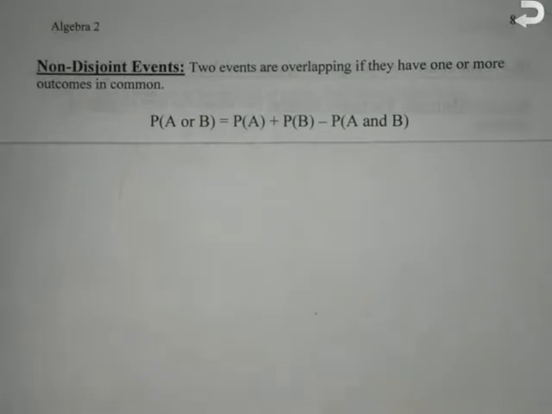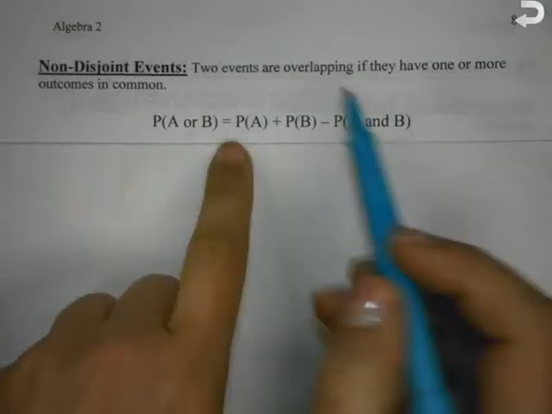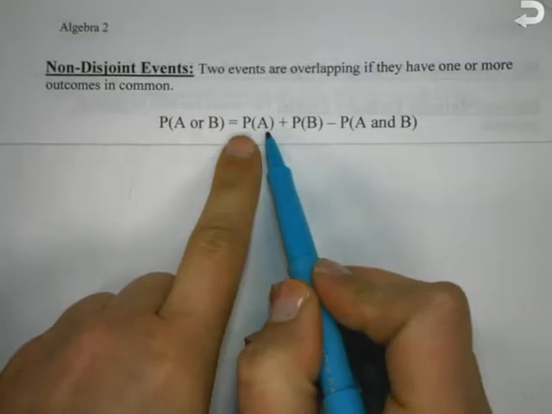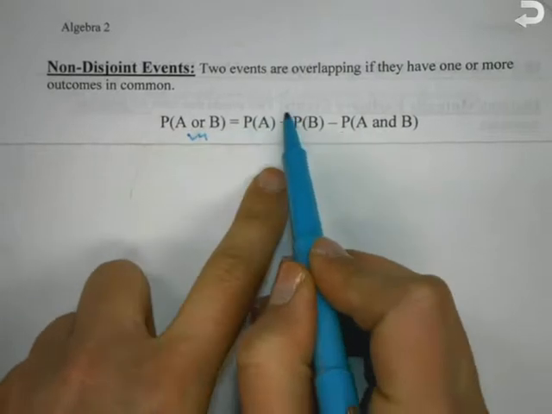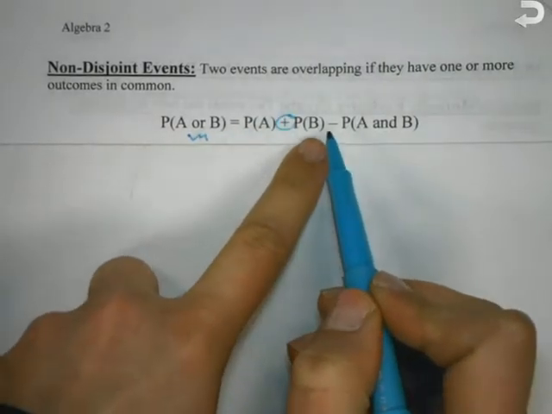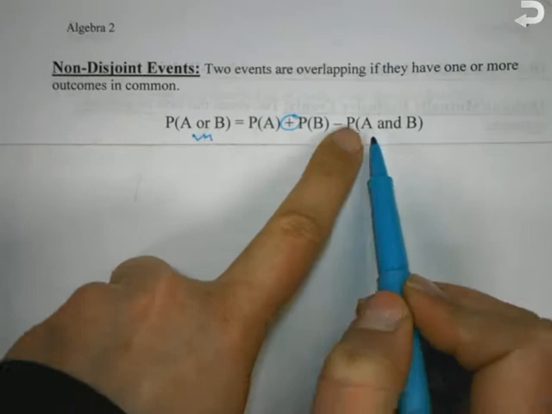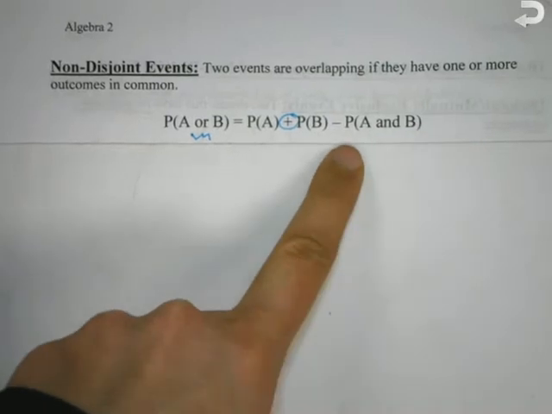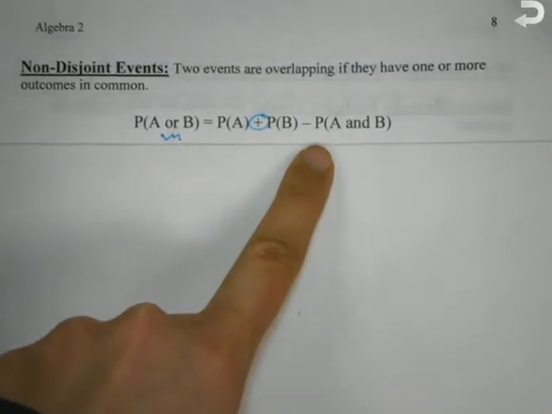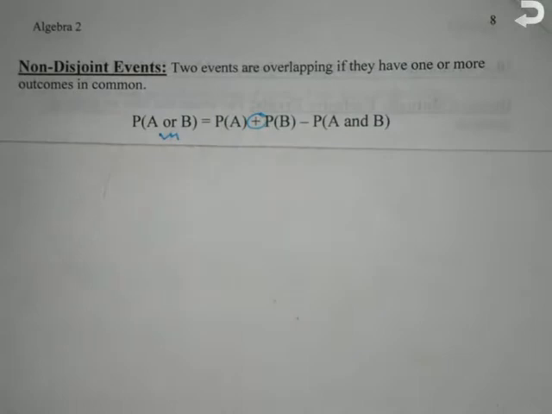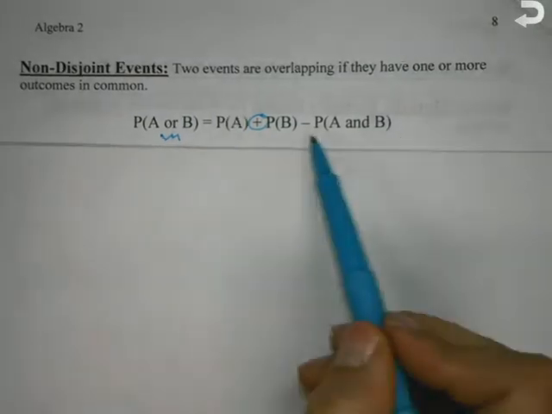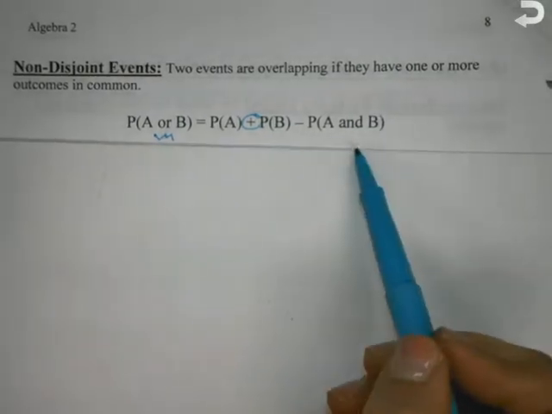So we take the probability of the first event happening, and since it's an OR, we add it together with the probability of B. But then we have to subtract the probability of both of those things happening, because we're actually double counting since they overlap. So we have to subtract one of the overlaps. Okay? So those are non-disjoint.